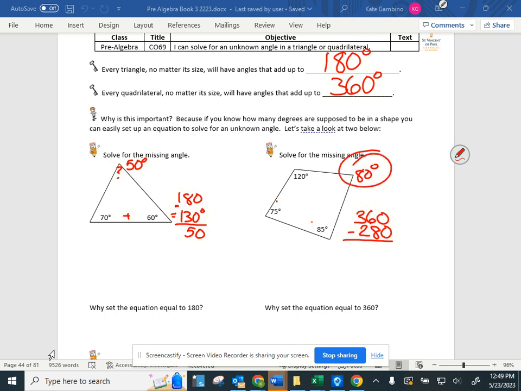Like I said, that's not the only way to do it. My way is I just plug 360 into my calculator, subtract 120, subtract 75, subtract 85, and I get the same answer. Either way works.